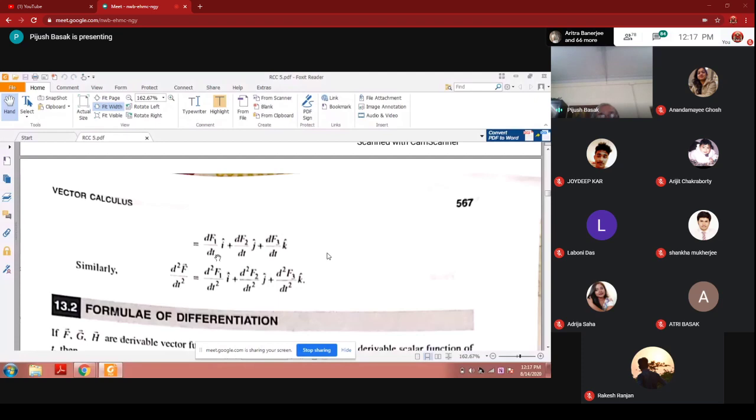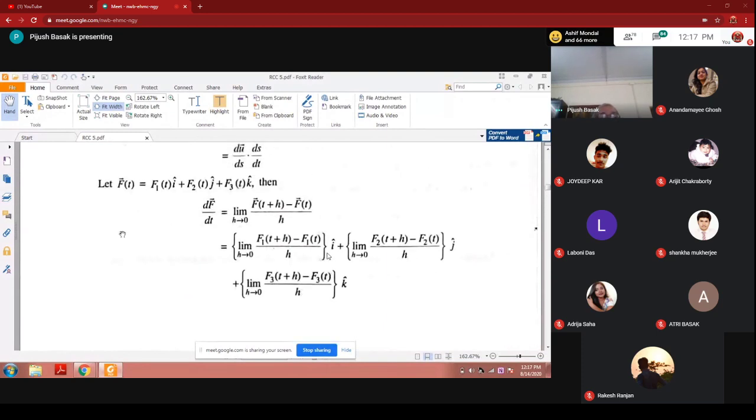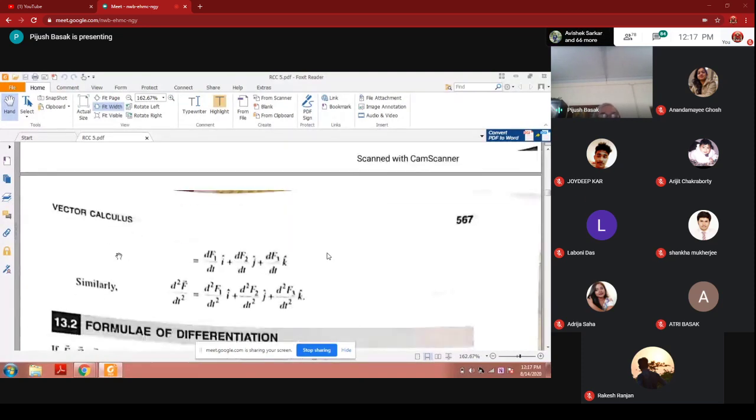df1/dt i plus df2/dt j is equal to df3/dt k. Similarly, for the second derivative also, we can write d²f/dt² is equal to d²f1/dt² i plus d²f2/dt² j plus d²f3/dt² k. So these are the simple results, right? If a vector is given to you, you have to separate each of the parts and do the differentiation.